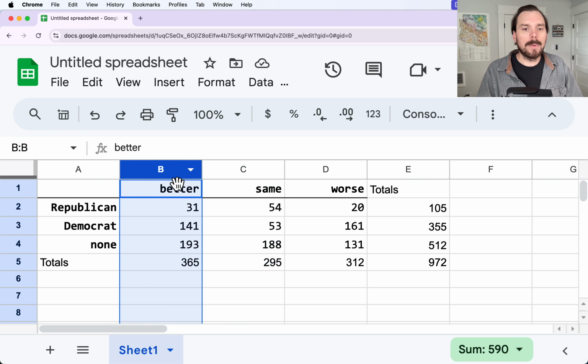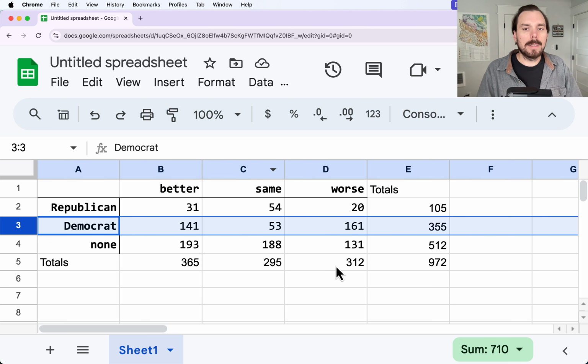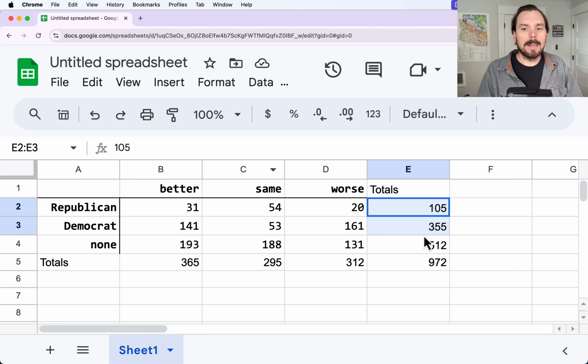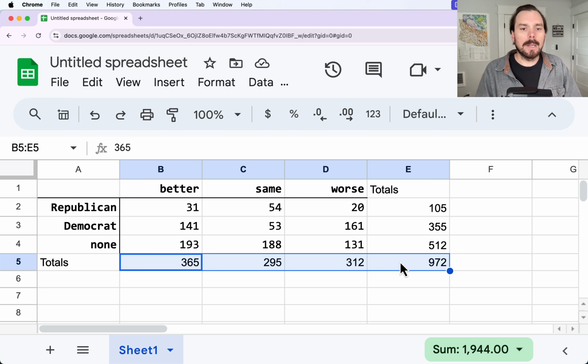So you can find a lot of probabilities just by using these tables, highlighting, and some of these things can be done with functions as well, but I just wanted to keep it simple for this video.